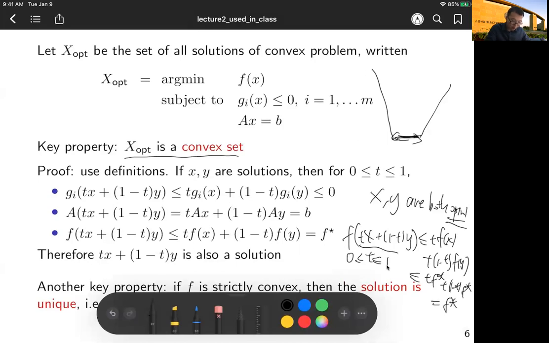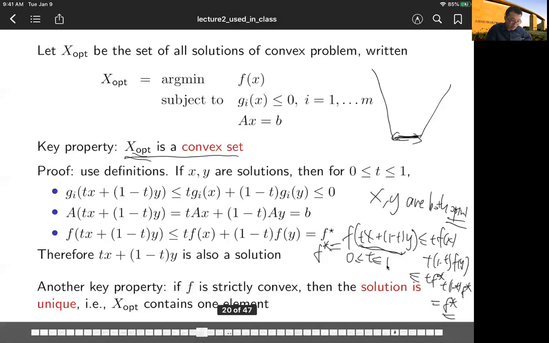Well, this point is clearly feasible, because the feasible region of a convex optimization problem is a convex set. Now this point is smaller or equal to f star. And since f star is optimal, the left-hand side must also be f star, right? So this shows that the interior of any solution set must be a solution in its own right. Therefore, it checks the definition of a convex set, saying that the arg-min set is always convex.